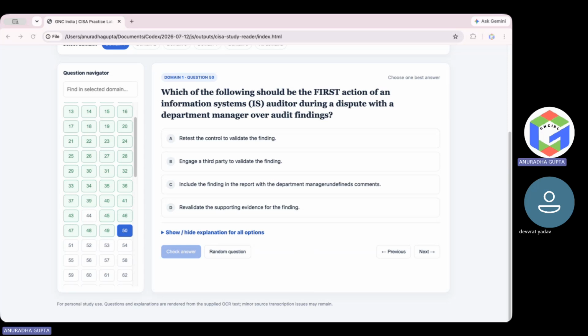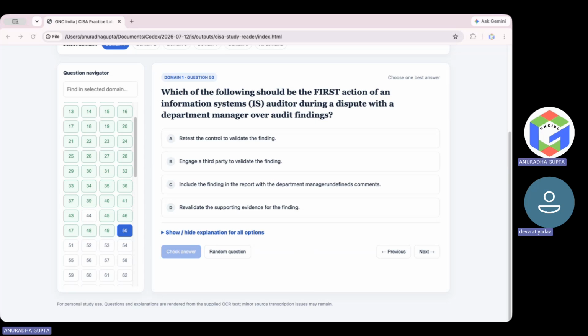So I don't think that you should include the finding report with the department manager comments. I think there should be one step before this also, since we have to retest the control to validate the finding. Retesting the control is again a new exercise, you got my point?